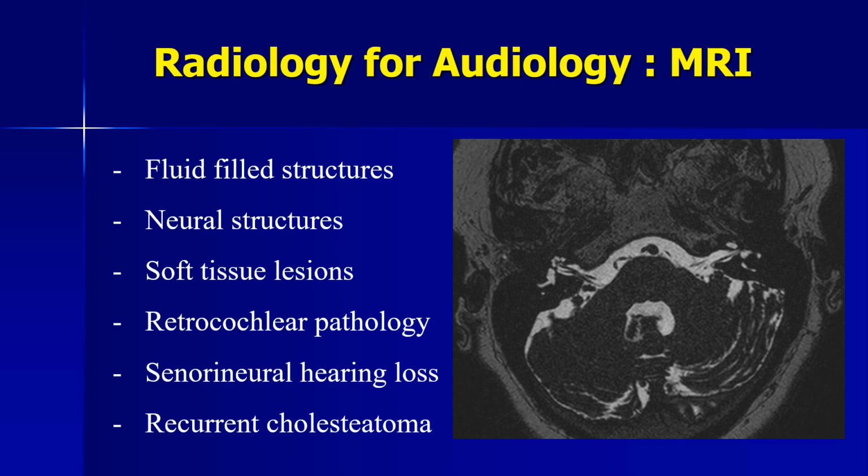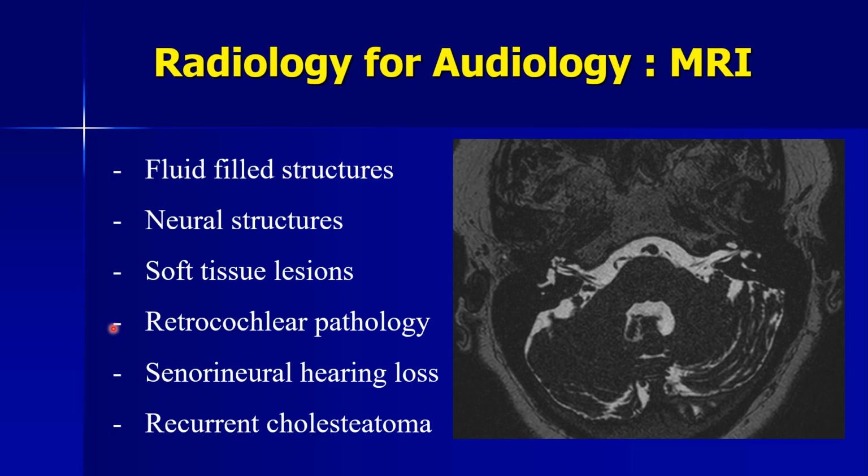On the other hand, MRI has its own unique advantages. MRI is very good in looking at the fluid filled structures, and as you can see on this image, the white bright area is the CSF fluid, and within this fluid there are thin cord-like structures within this internal auditory canal. These are 7th and 8th cranial nerves. MRI is very helpful in evaluation of the soft tissue lesions or any retrocochlear pathology.